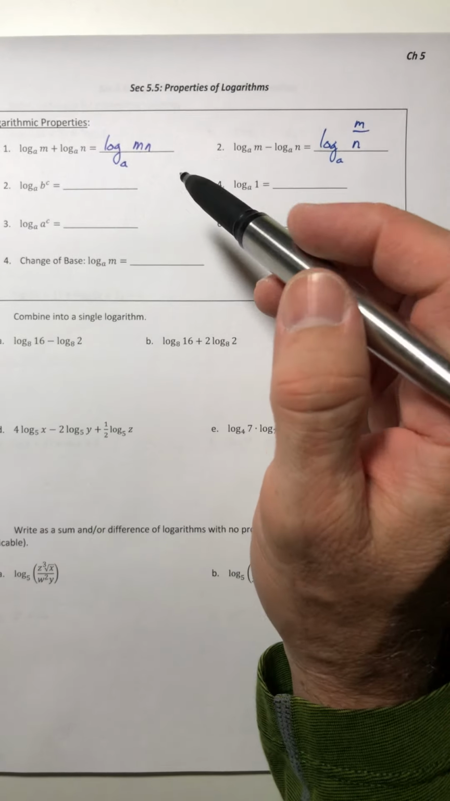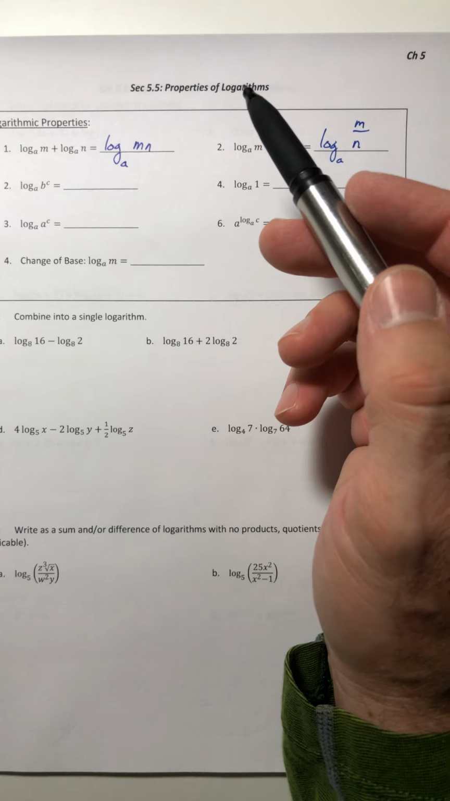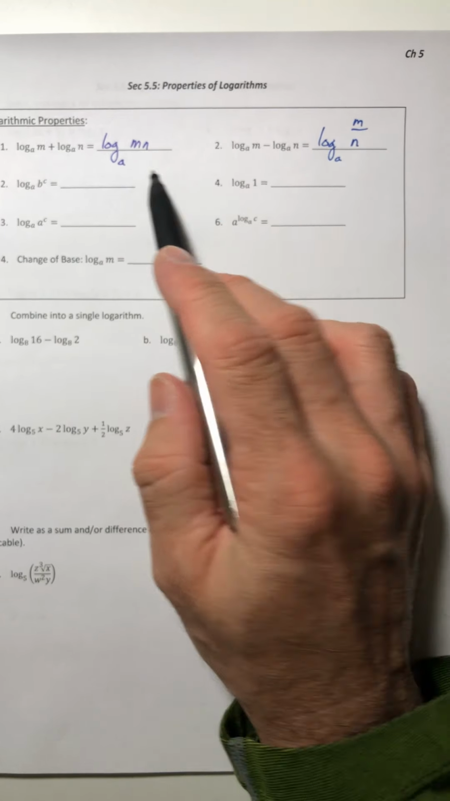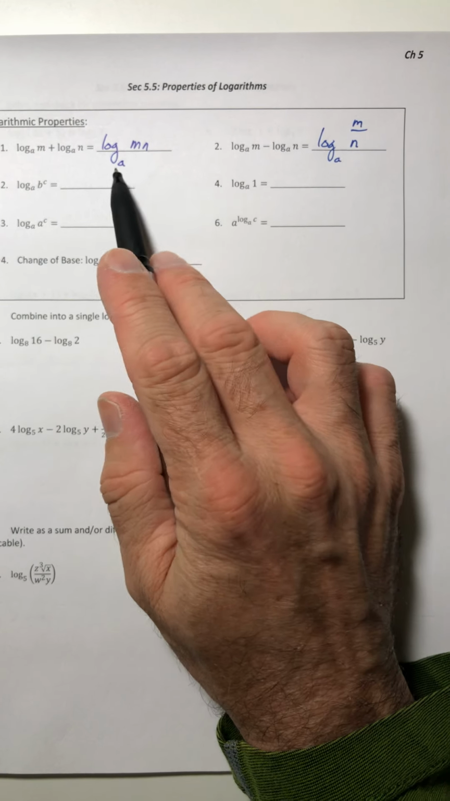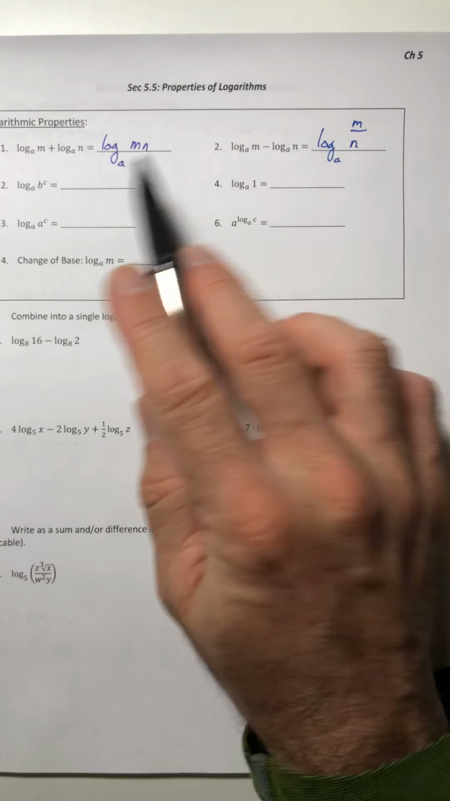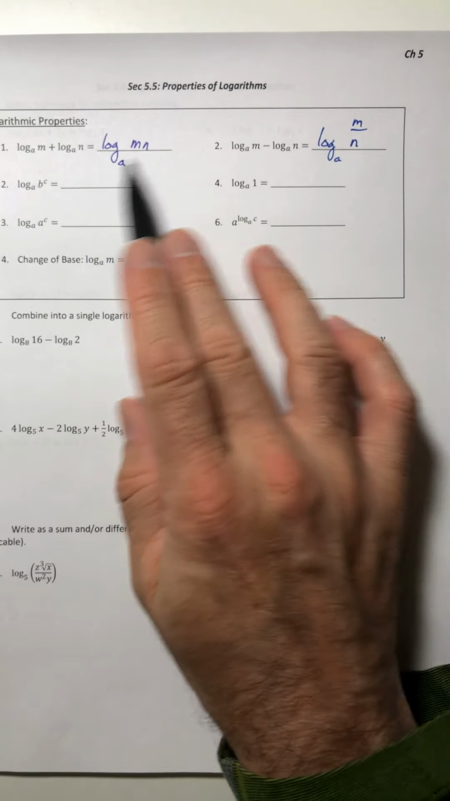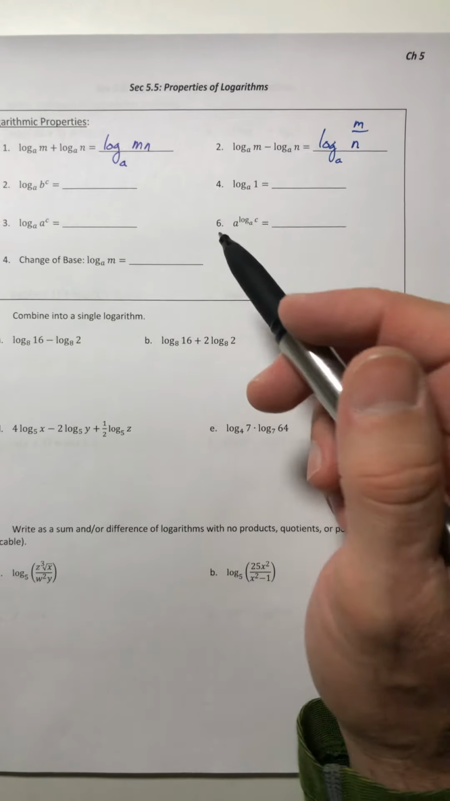The book goes through a little proof of that, so if you want to flip through the section and look at the proof or even Google it, you're more than welcome to. For the sake of time, we're not going to go over it. You can just take it as a given.